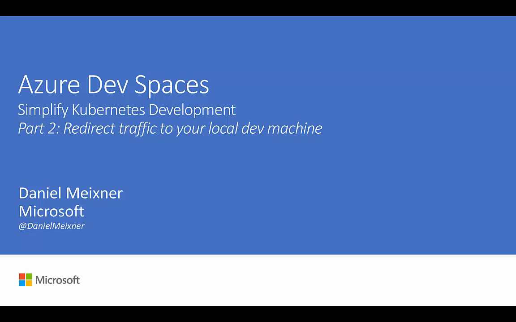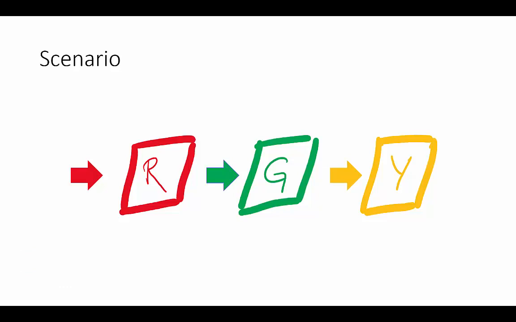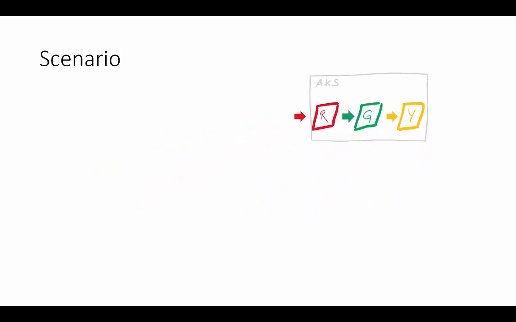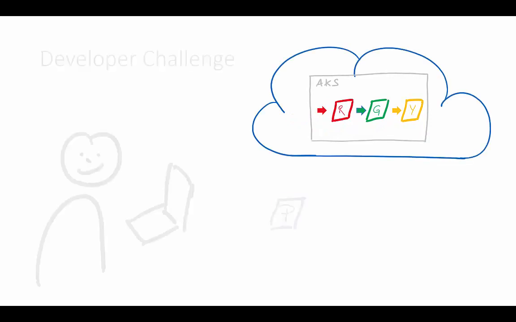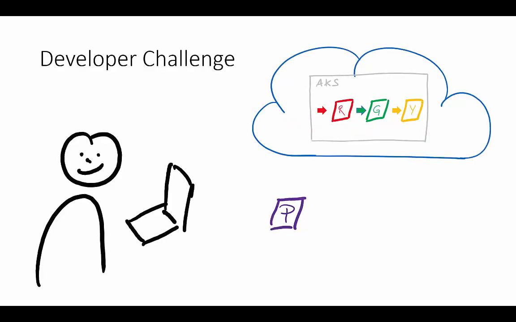In this specific part, we're going to take a look at how you can redirect traffic from your cluster to your local dev machine. We're still in the scenario with three services which are calling each other. The red one is calling the green one, which is calling the yellow one. All of those services are running in Kubernetes on Azure, and you are the developer whose task it is to write a new version of the green service.